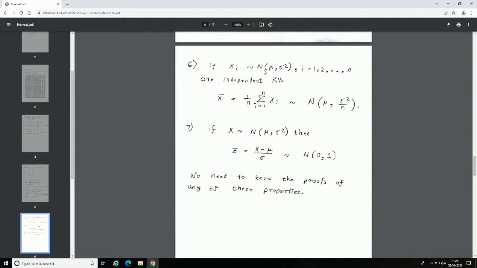That is, if you have a random sample from a normal with parameters mu and sigma squared, then the sample mean itself is also normal with parameters mu and sigma squared by n. Okay, it will be easier if you use this property to do question 2.